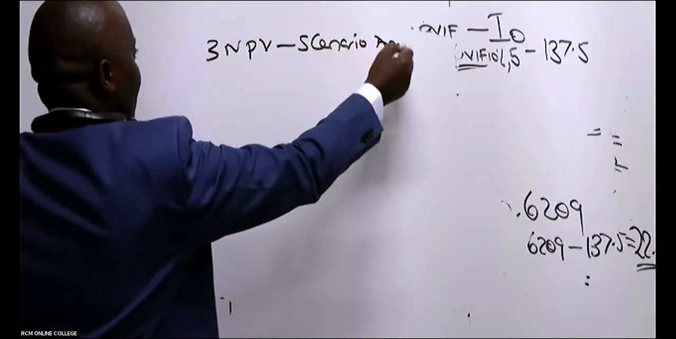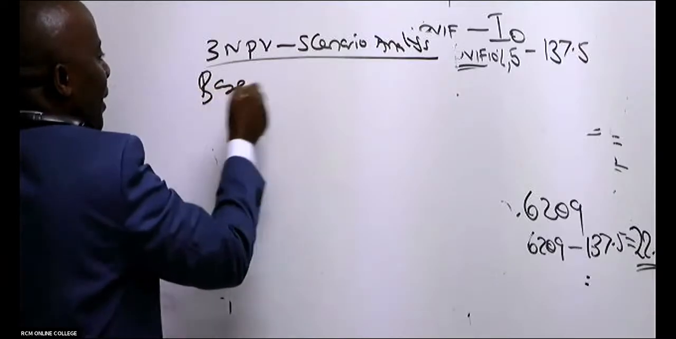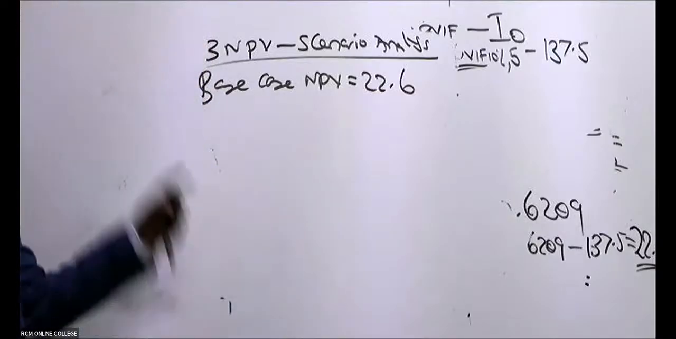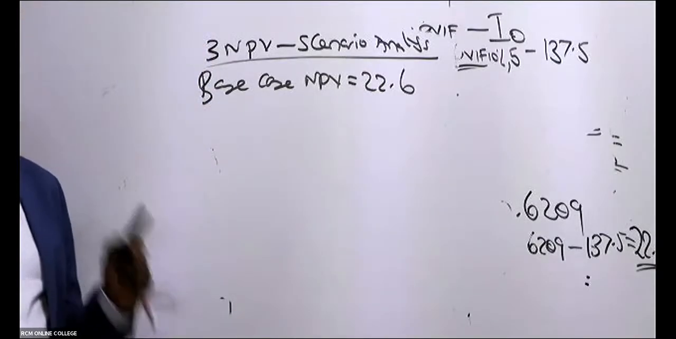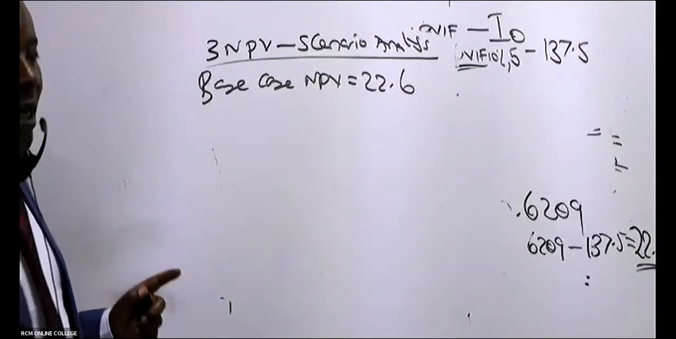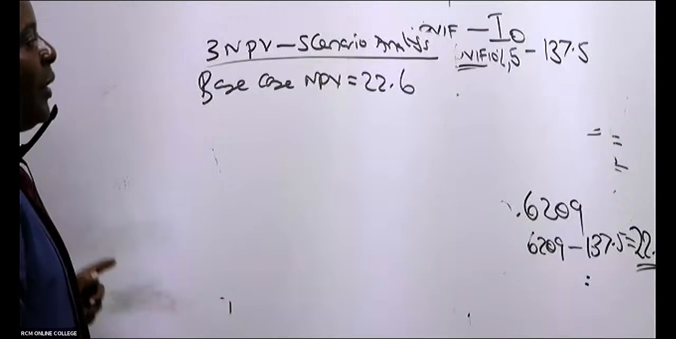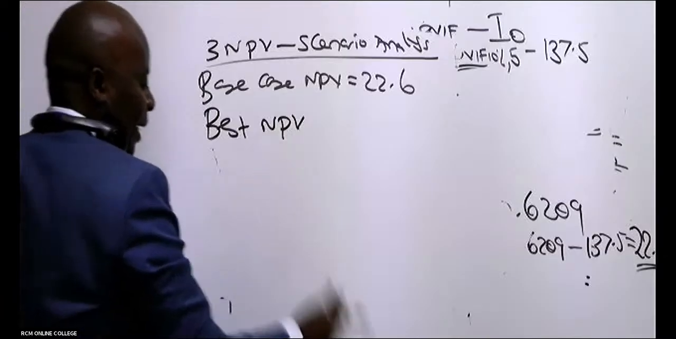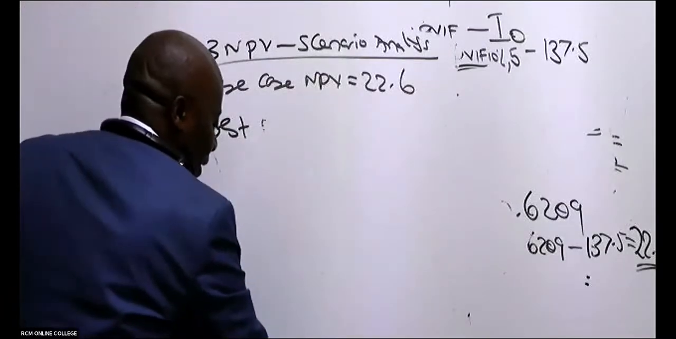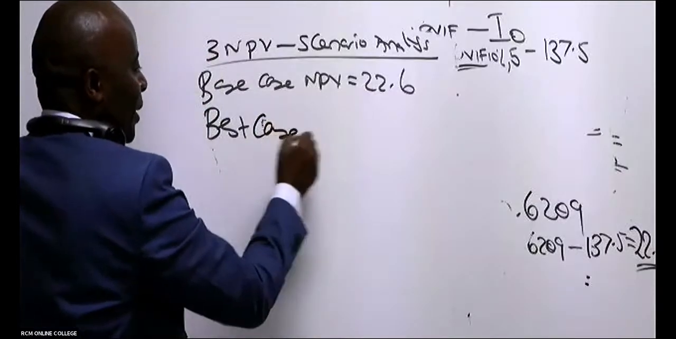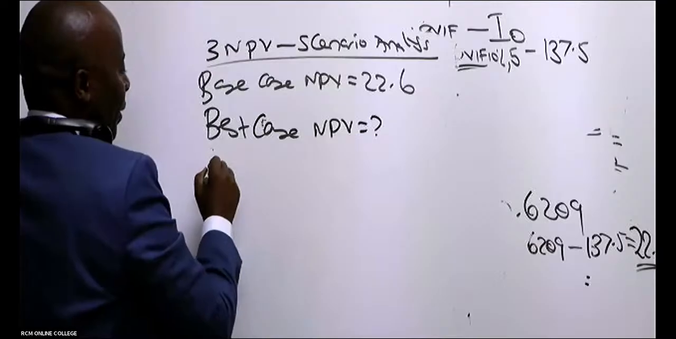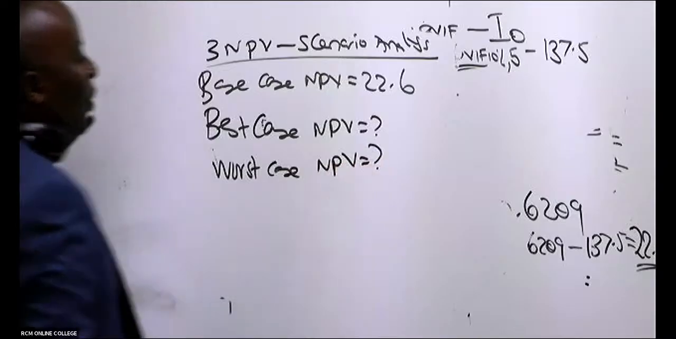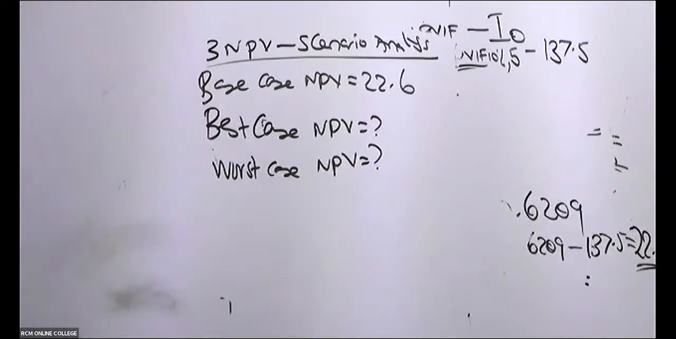In this case, you shall give us the base case NPV that you have given me as 22.6 something, isn't it? The original one you have calculated is 22.6. That is the base case NPV. Then you must give me the best case NPV, and then the worst case NPV.